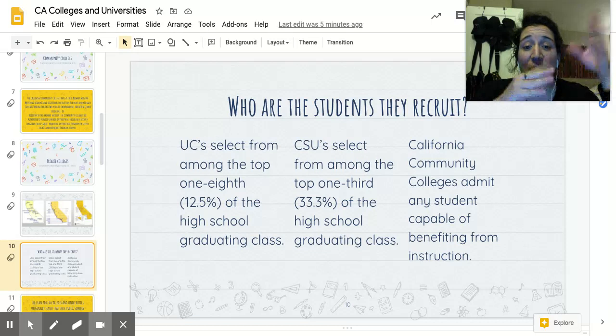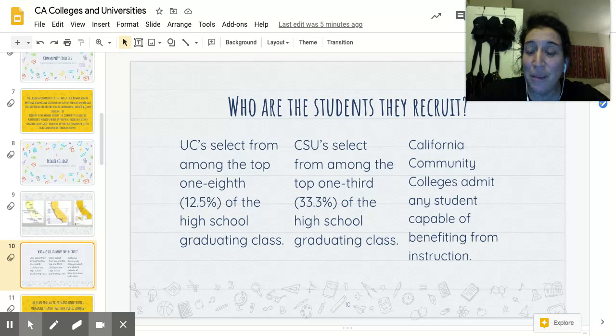CSUs select from among the top 1/3. So if you are class rank anywhere up to like, I think probably 30, 40 maybe. Yeah, 40, maybe even 45. Then CSUs recruit you. And then lastly, California community colleges, not lastly, maybe bestly, admit any student capable of and benefiting from instruction. So even though I have a master's degree, I could still apply to and go to community college if I want to further my career or my vocational skills in sculpture, for example. Anyone who would benefit gets accepted.